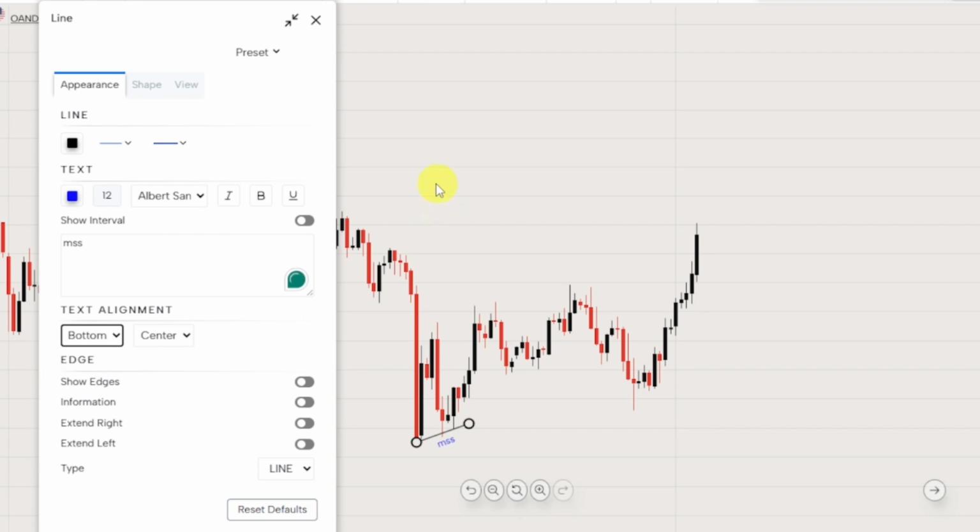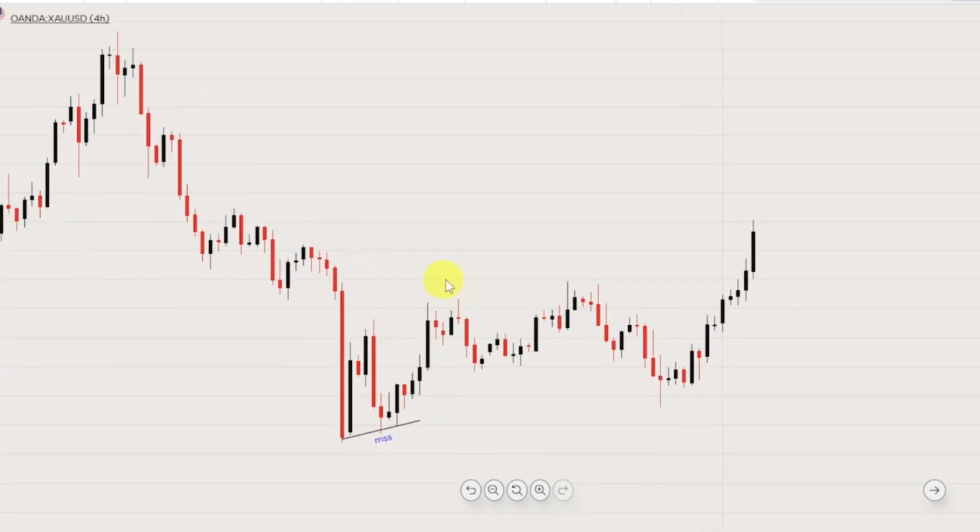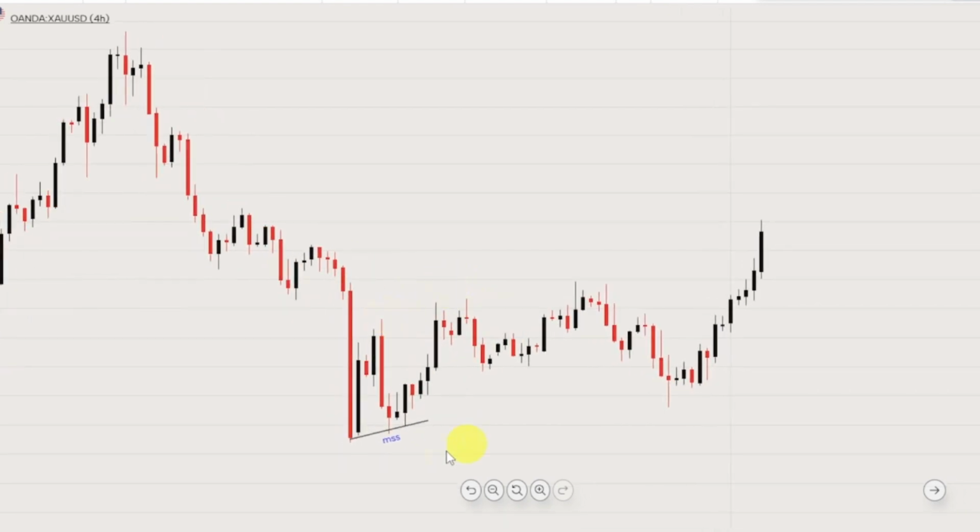All right, so we have a failure swing down below here, price pushes up. We have this first change of character at the top here. Okay, so the failure swing happened down below here. There was a change of character here. Okay, this is a wick.